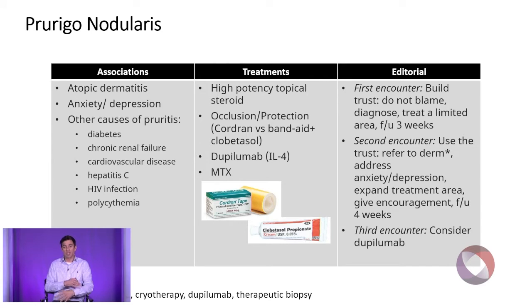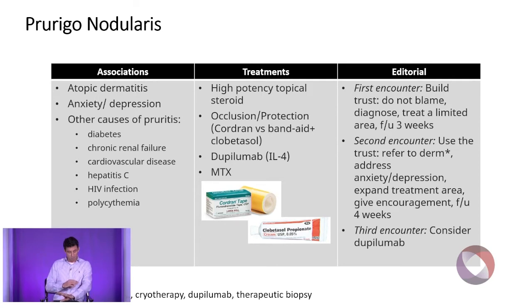Now there's a very fancy way to do occlusion and protection. You can use Cordran tape. Insurance-wise, it's very expensive. You're looking at $700 to get that. Most insurances won't cover it first line, and when it does get covered, there's a huge copay for the patient. So my simpler solution is you replicate that by using something cheap. You use clobetasol ointment and put a Band-Aid over the top of it. You've spent pennies and you're getting the same effect.